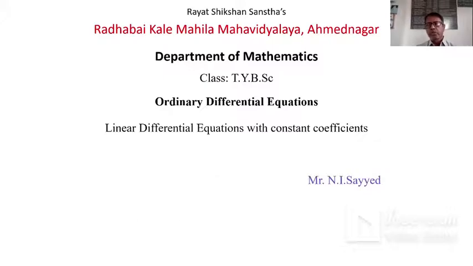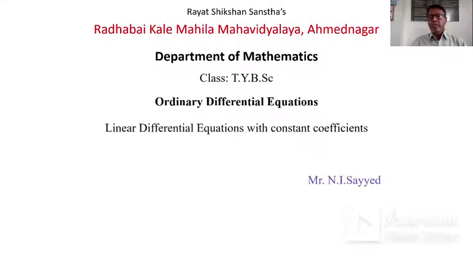Last time we have seen how to obtain the solution of a non-homogeneous differential equation if Q of x is equal to e to the power ax, and we have seen two theorems. The first theorem is: if f of a is not equal to 0, then 1 upon f of D operate on e to the power ax is equal to e to the power ax upon f of a. This is the first theorem.